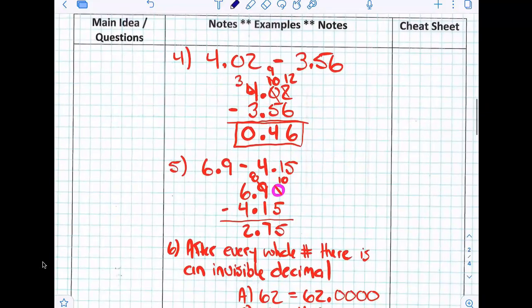Here's a subtraction problem. Again, all place values and decimals need to line up. When you give your final answer, what do you do to the decimal point? What did we just say? We drop it down. You drop the decimal point down.